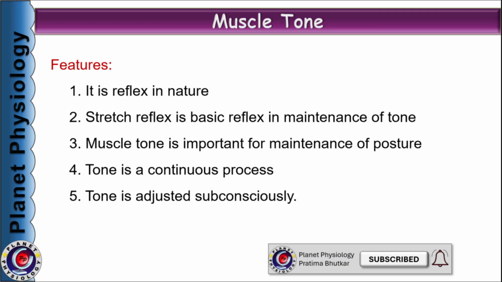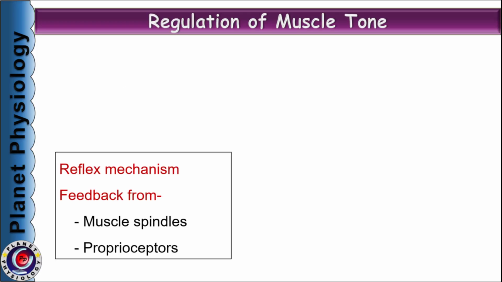Now let's move on to the main part of today's session, that is regulation of muscle tone. Since the regulation of tone is reflex in nature, the system needs constant feedback. Receptors like muscle spindle and proprioceptors constantly inform the CNS regarding the current state of the muscle, that is, what is the current length and tension in the muscle, and how rapidly the muscle length or the tension is changing. This information is processed by the central nervous system and accordingly muscle tone is adjusted.